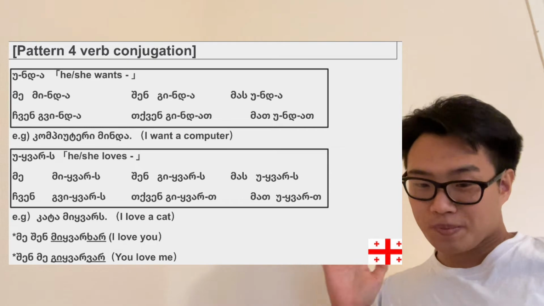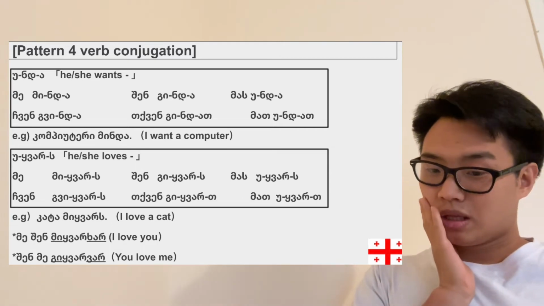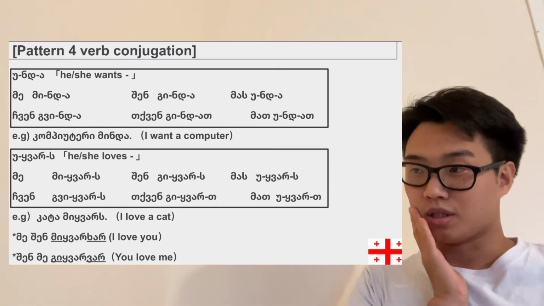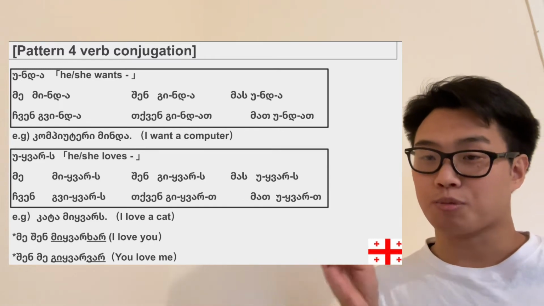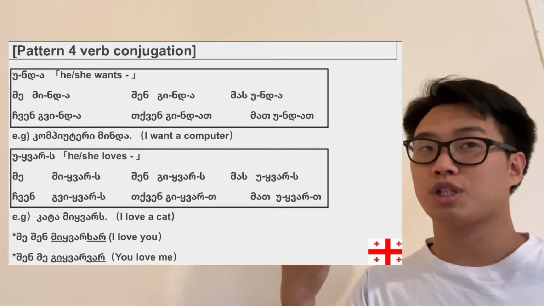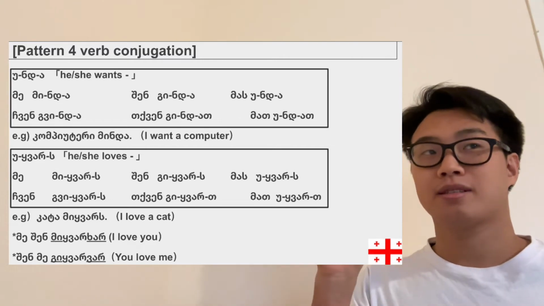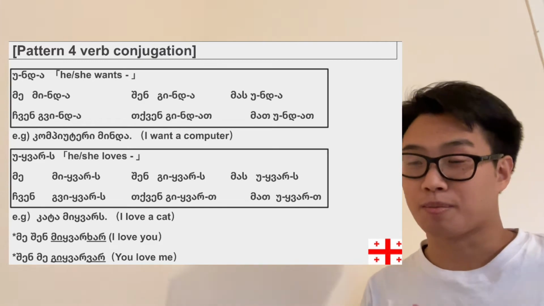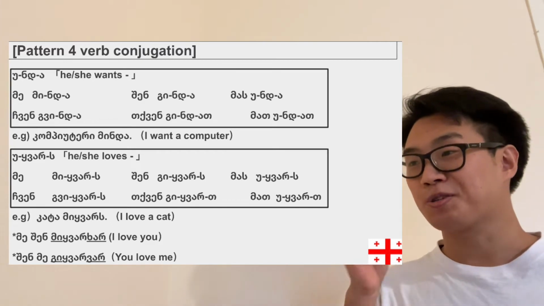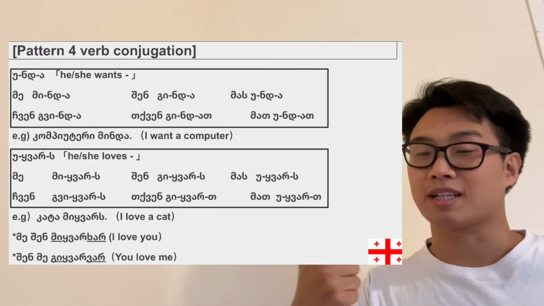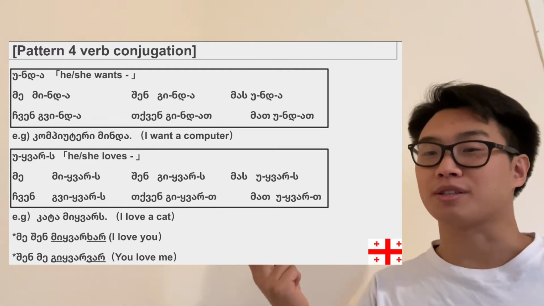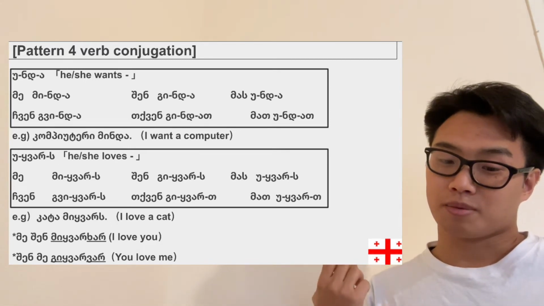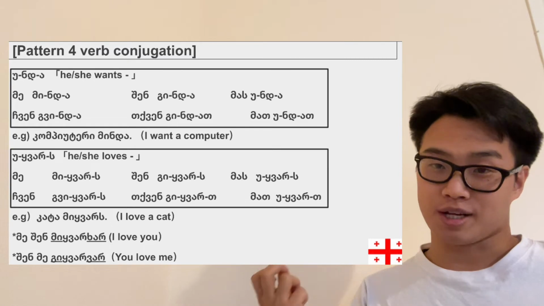In this video, we learned only about the cases where the objects are third person, which means he or she, cats, ice creams, computers, chairs, desks, etc. But if the subject is first person, like I, us, or second person, you, singular or plural, the pattern for verb conjugation also changes.